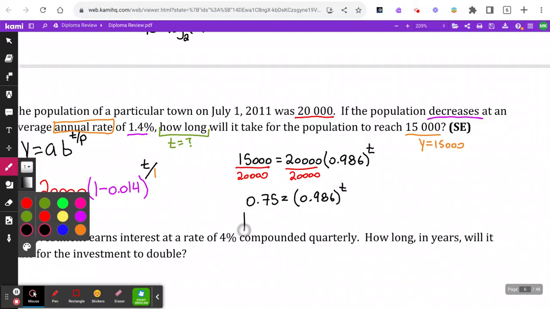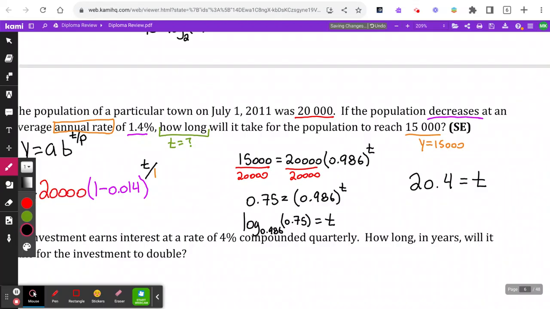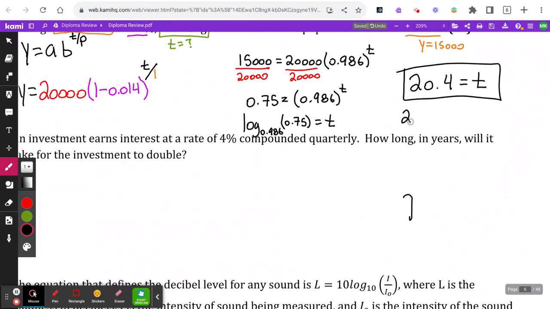Convert that into a log. That's log base 0.986 of 0.75 equals t. You throw that in your calculator: log 0.75 divided by log 0.986 is 20.4 equals t. That means it takes 20.4 years. It said how long? The answer would be 20.4 years.